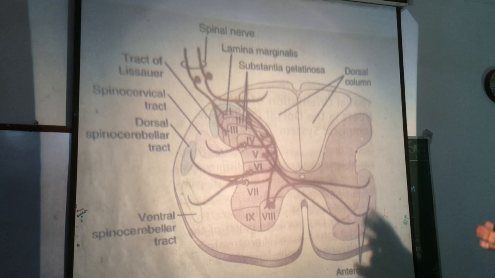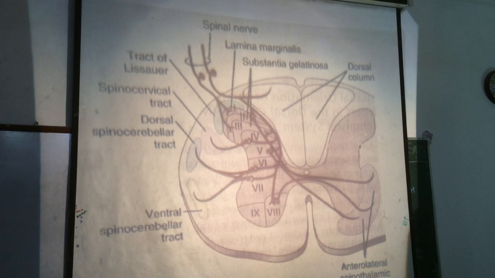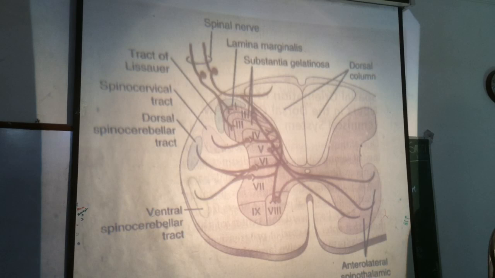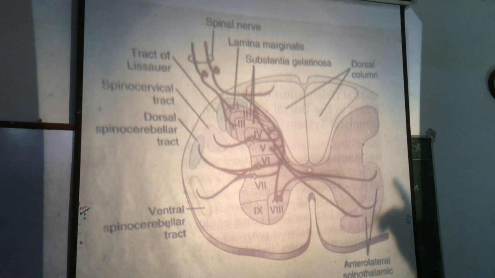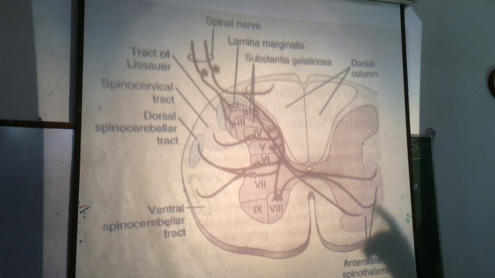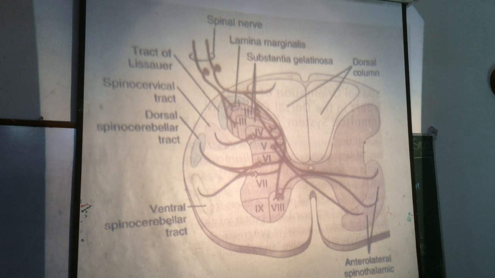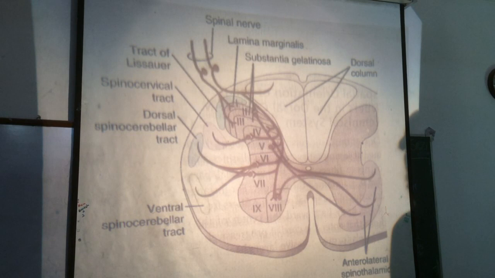The tract ascends in the anterolateral white column to enter the medulla oblongata. In the medulla oblongata, the ventral spinothalamic tract joins the spinal lemniscus. This spinal lemniscus consists of three tracts: ventral spinothalamic, lateral spinothalamic, and spinotectal. These three tracts join to form the spinal lemniscus.